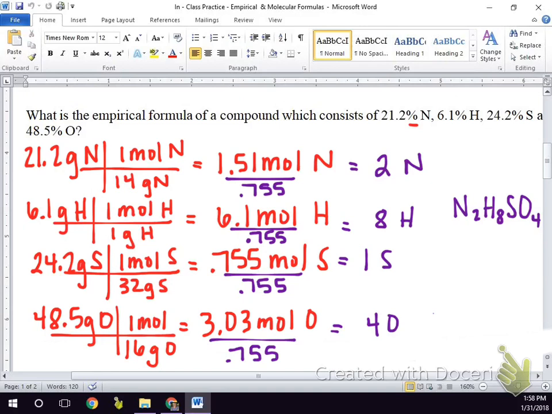Do we agree? Your numbers, once you get to this part right here, should be coming out to whole numbers, right? Or really, really close to whole numbers. If they don't, that's when we might have to do that multiplication step to get us to a whole number. Okay? Did you have a question?